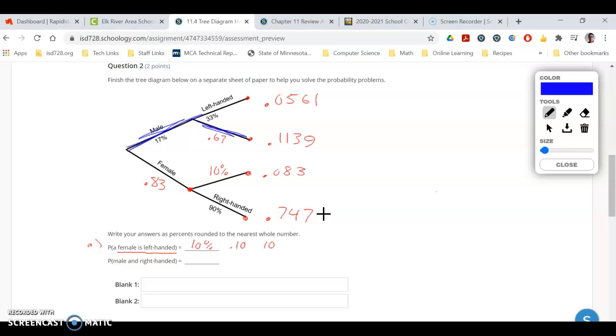All right, so the male is here, and then right-handed is here. So the chances of male and right-handed, you multiply those two together, right? That's generally how you do an and. So you just multiply those together, and that's your answer. So it would look like that, or if you wrote it as a percent, it'd be 11.39%. Okay, I think that's it.